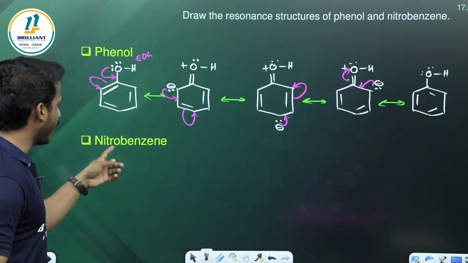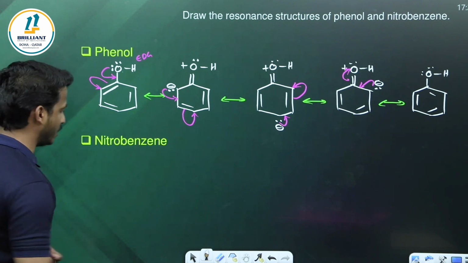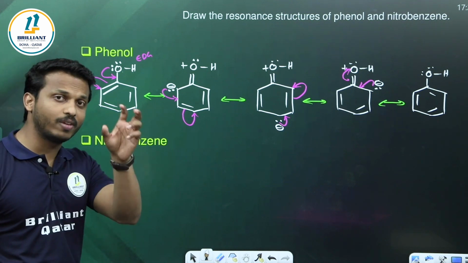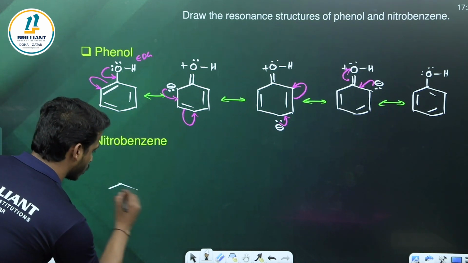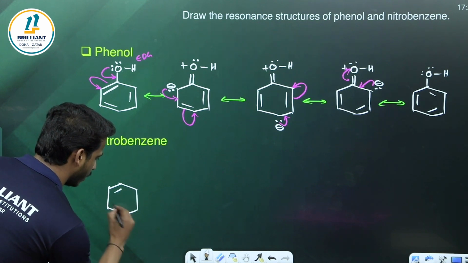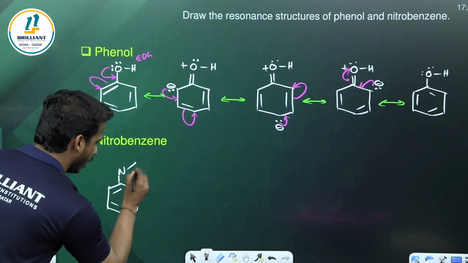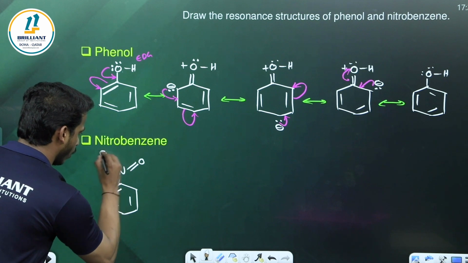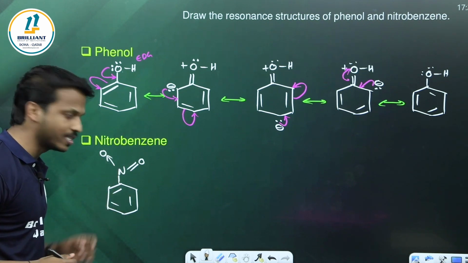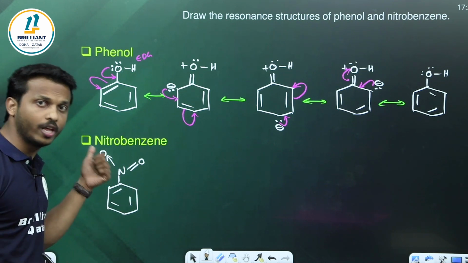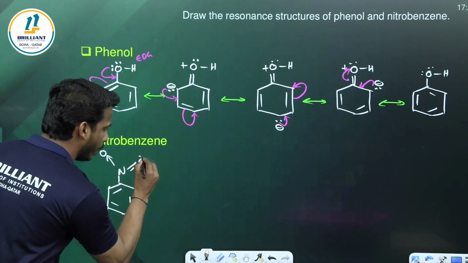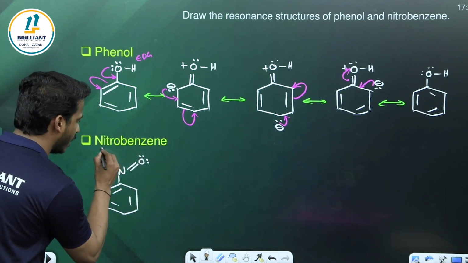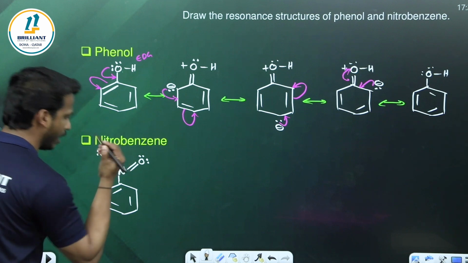Okay, let me draw another compound. We have nitrobenzene. What is nitrobenzene? Benzene with the NO2 group, right? Let me draw the structure in a slightly expanded form. This is benzene, N double bond O, coordinate bond O. You know, the nitro group exists like this: N double bond O, coordinate bond O. You know, a double bonded oxygen carries 2 lone pairs, and a single bonded oxygen carries 3 lone pairs.